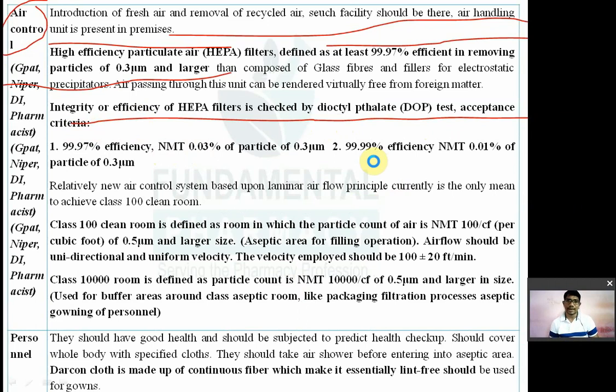And what is the acceptance criteria? I will explain here. Dioctyl phthalate is a liquid, and when you open it to air, it forms fumes. You have to check the efficiency of the HEPA filter. So remember, HEPA filters are high efficiency particulate air filters and they are 99.97% efficient in removing particles of 0.3 micron and larger.